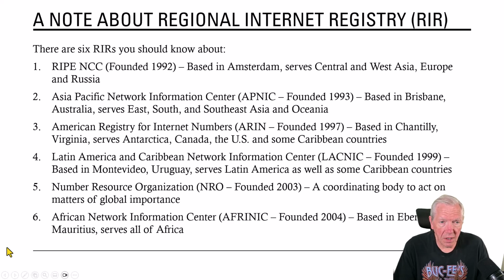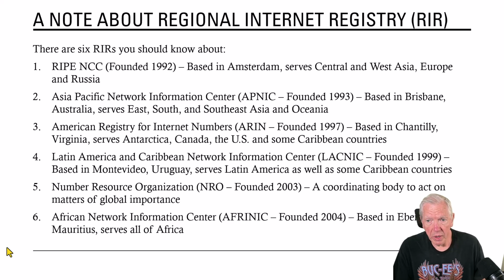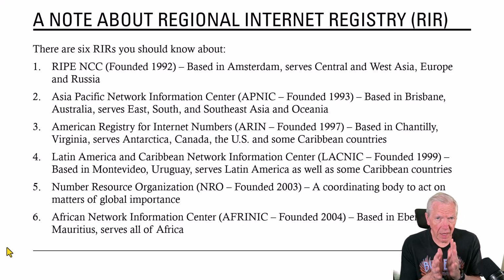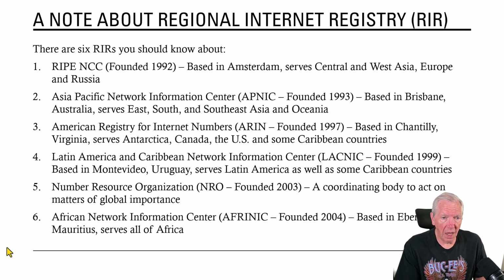There are others. There's the Asia Pacific Network. It's called APNIC. It was founded in 1993. It's based in Brisbane. Serves East, South, and Southeast Asia and Oceania. There is ARIN, which is based in Chantilly, Virginia. This serves us who are in the United States or Antarctica, Canada, or in some Caribbean countries. There's a little bit of a split in the Caribbean countries, so one RIR serves one and one serves another.